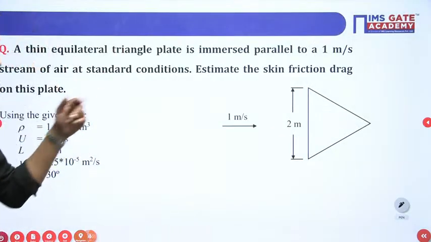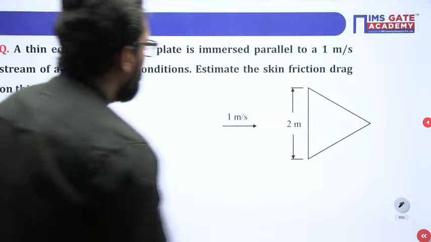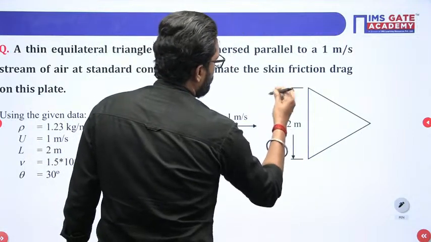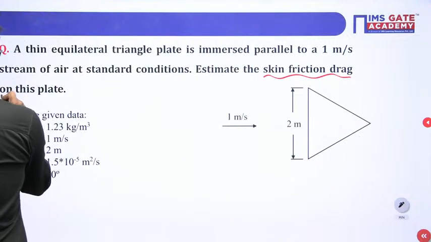Okay, so just read this question. Try to solve this problem. I am telling you, this problem is very, very important. A thin equilateral triangle plate is immersed parallel to a 1 meter per second stream of air at standard condition. Estimate the skin friction drag on the plate. So you have to find the skin friction drag on this plate.